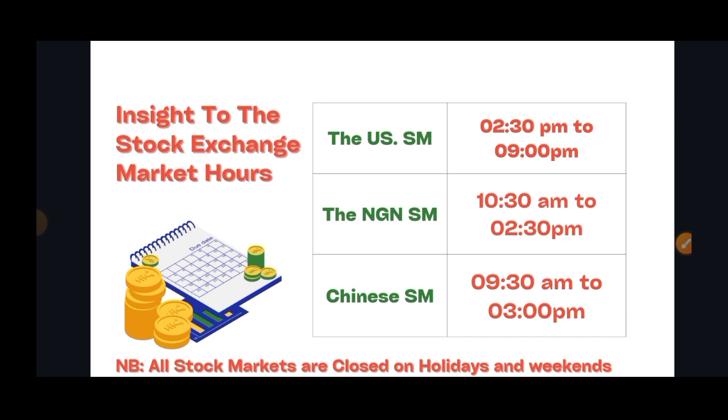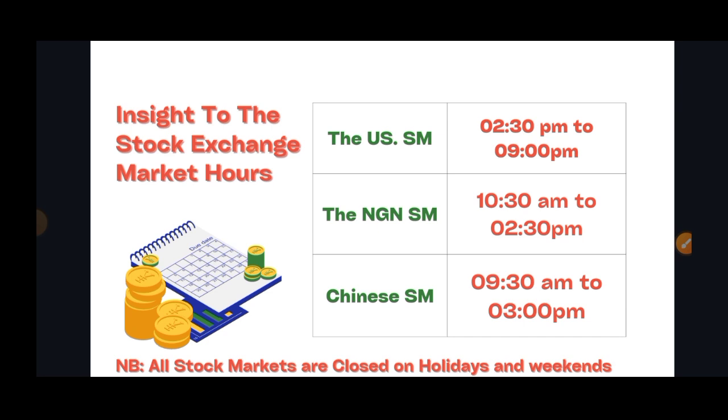And the Chinese market is from 9:30 a.m. to 3 p.m., but close to the weekend their stock market always closes a bit late. Today we'll be focusing on the US market and the Nigerian stock market, which are the markets we will be buying shares from. All stock markets are closed on holidays and weekends, so Saturday to Sunday is out. Then on public holidays, the markets are always closed.